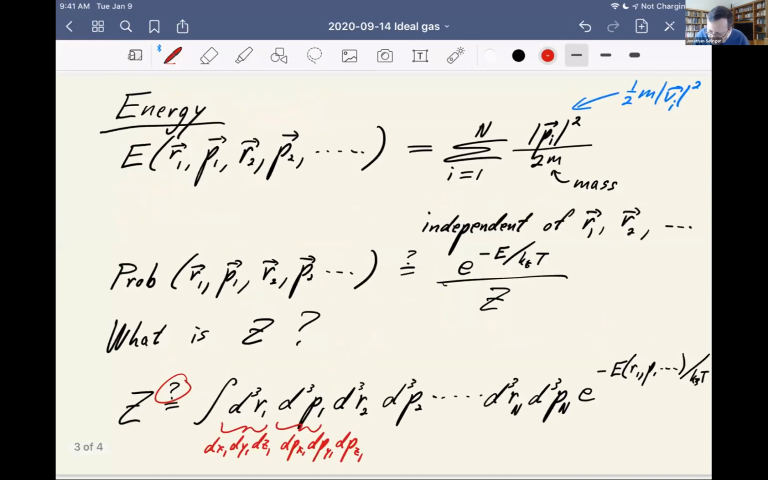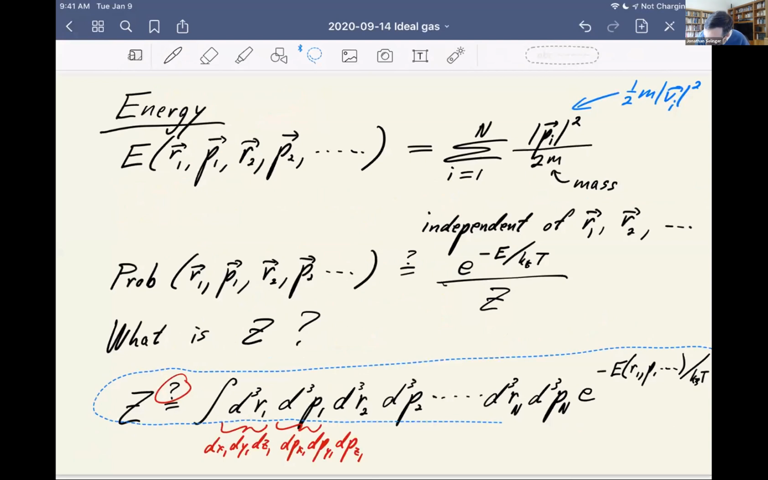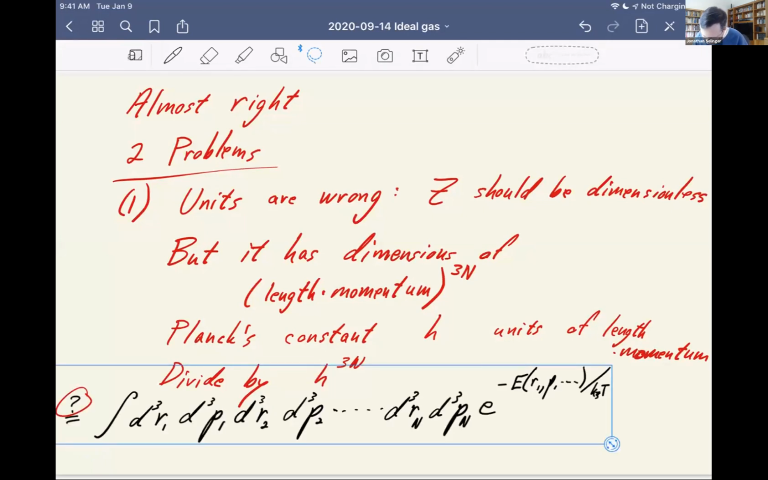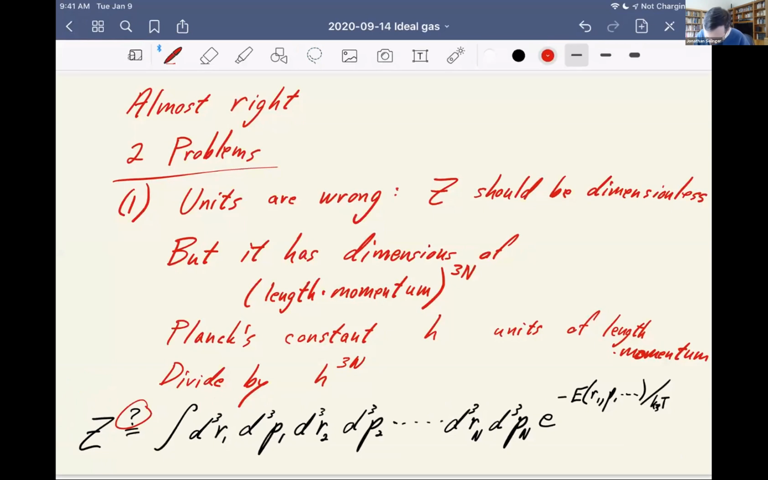Okay, I can do it with my lasso. I'll copy it. If I lasso this thing, copy, paste. It sort of works. There it goes. Okay, so I will multiply by 1 over h to the 3n. Now that gets the right units.